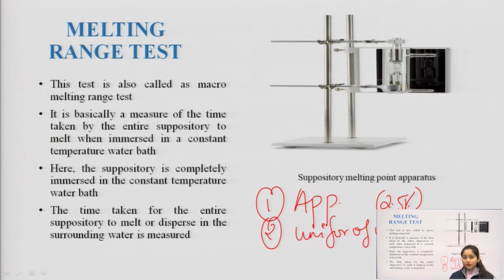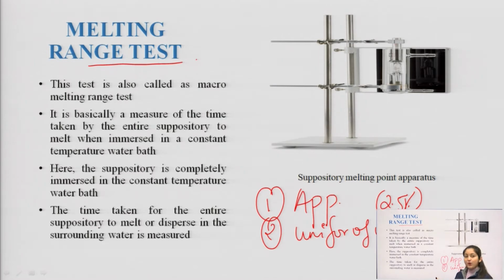Moving on to the third test, the melting range test. Now, what is melting range? Melting range plays a very vital role in understanding suppositories, because until a suppository melts, it is not going to produce any action. The action is evoked only when suppositories are melted properly. So, the melting range test helps us understand how far the suppositories are melted and at what temperature they melt, so that a proper efficacious dosage form can be formulated.